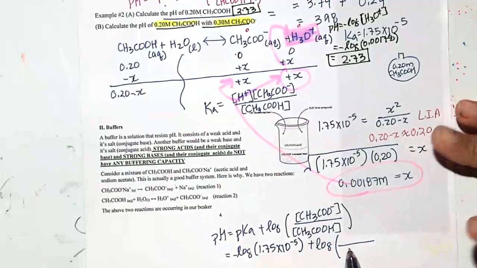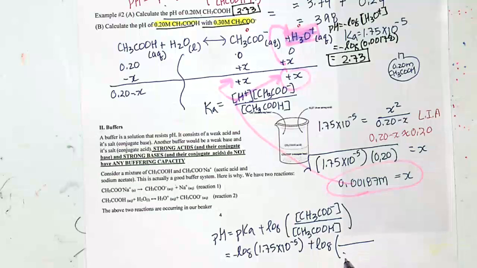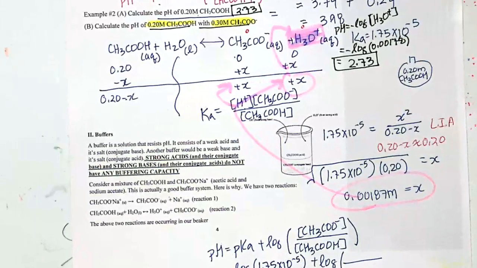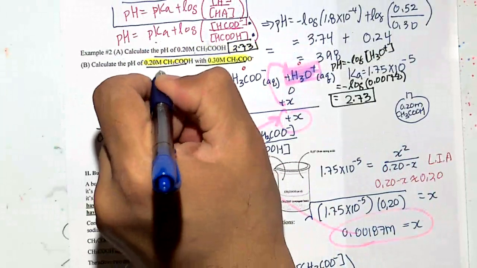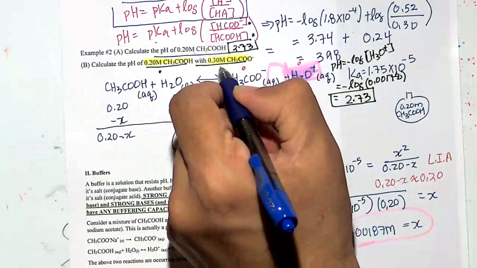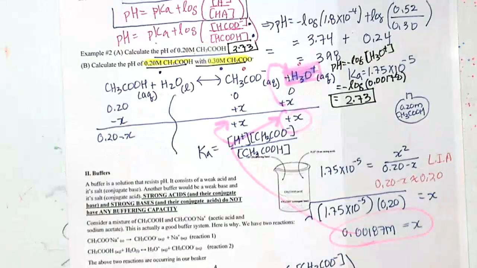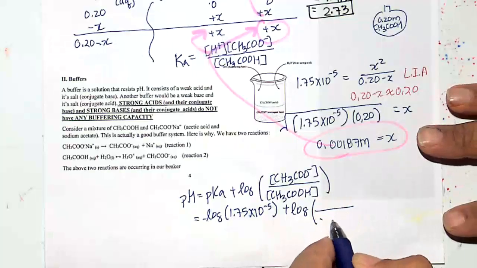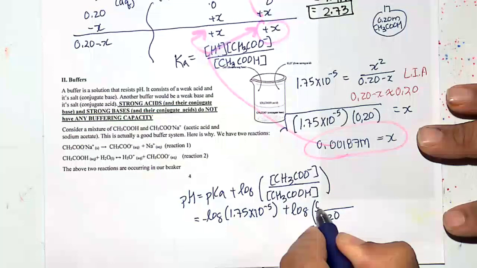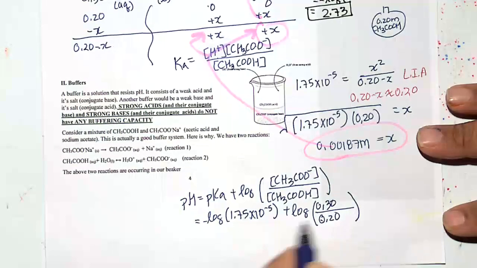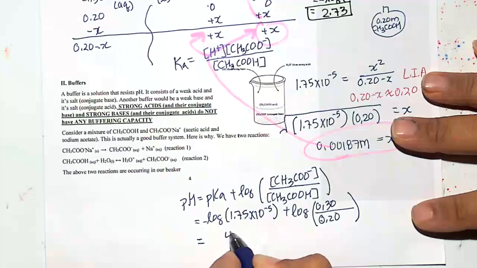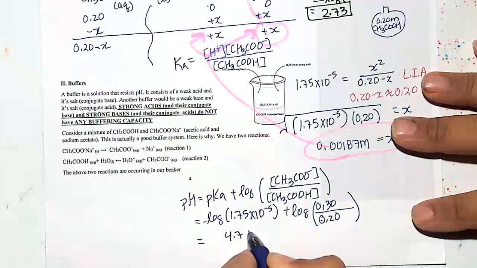Plus log of the acetate over acetic acid. What is the acetic acid concentration in this problem? The acetic acid concentration in this problem is 0.2. The acetate ion concentration is 0.30. So log of 0.30 over 0.20. I'll just go ahead and give you that answer here, minus log of 1.75 times 10 to the minus 5.